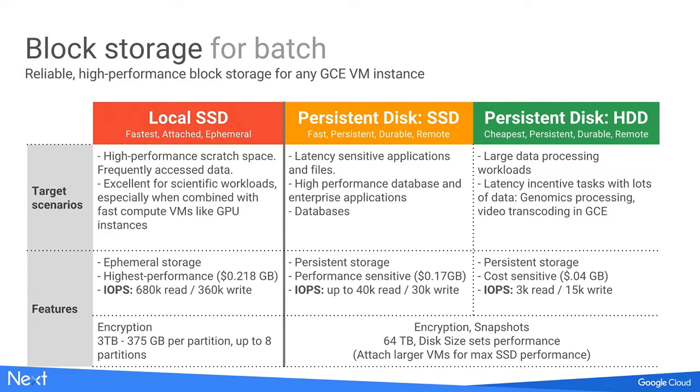If you need a persistent disk that's fast, you'll go with persistent SSD. It's a little bit more pricey than persistent disk hard drive, but you get great IOPS performance. Both of these get you up to 64 terabytes of space. Everything supports encryption, and persistent disks also support snapshotting. Cool. All right, so that's disk and block storage.